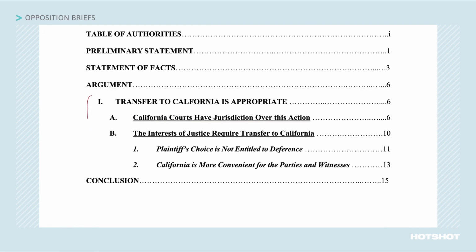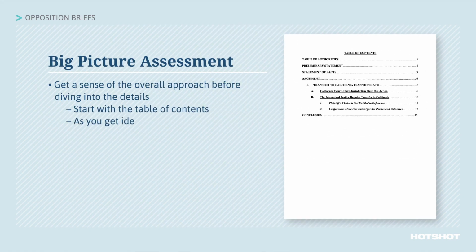By reading through the headings and subheadings in the table of contents, you'll be able to see how the brief's arguments are framed and what each argument's reasoning is. As you do this review, you'll start getting ideas on how to respond to the arguments. Jot down notes as you go.